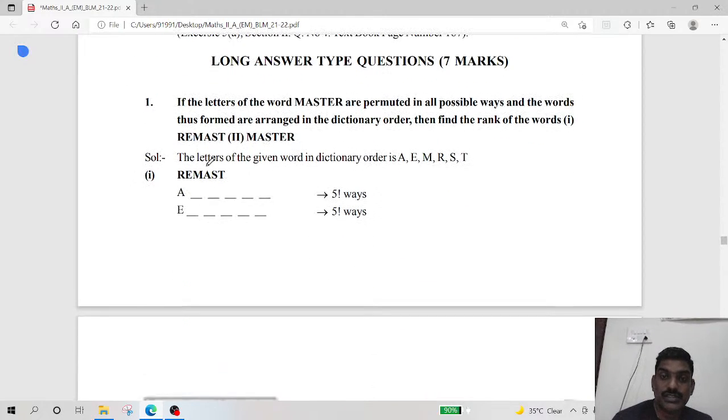Next, long answer type questions. If the letters of the word MASTER are permuted in all possible ways and the words are arranged in dictionary order, then find the rank of the words REMASTER and MASTER. First question is REMASTER. The letters are A, E, M, R, S, T in dictionary order as I have written. So the words starting with A, 5 factorial. Next the words starting with the letter E, 5 factorial.